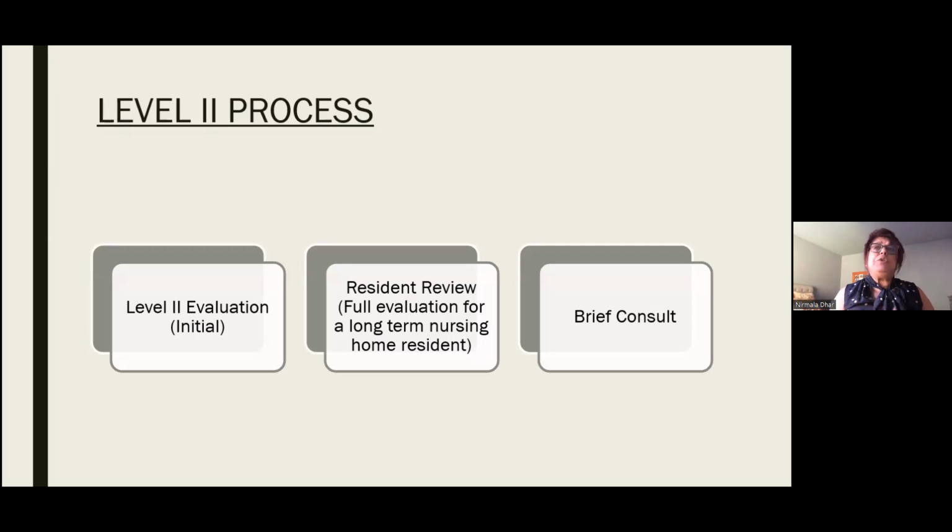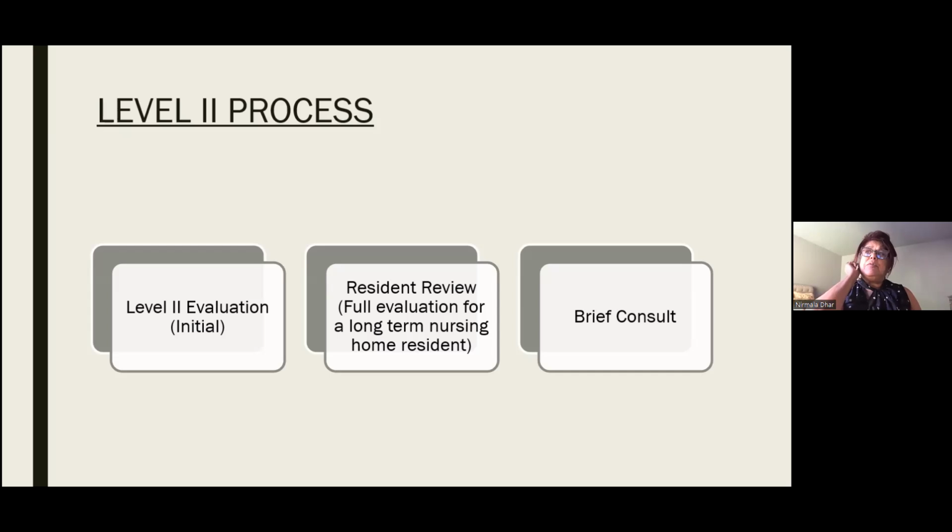So now we are doing level 2, which is what all of you on this call, except for the nursing facilities, the clinicians do, who are on this call today. Level 2 is the initial evaluation, which is triggered by a level 1. Remember, I said level 1, and they select on it indicators of serious mental illness. They go and you are called to do the evaluation. And then there is a resident review, full evaluation for a long-term nursing home resident. They may be there 3 months, they may be there 10 years. And there is no quota that you only get 1 or anything like that.